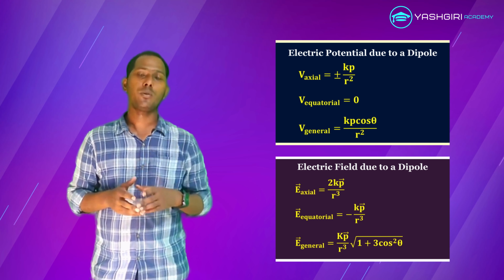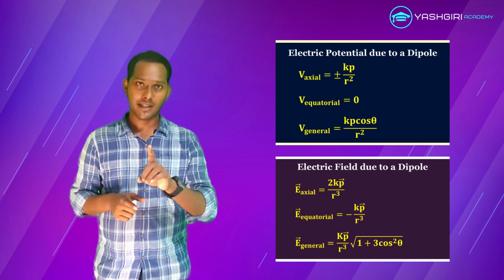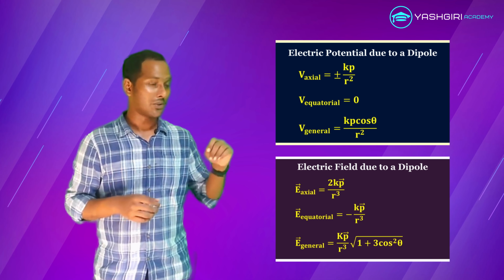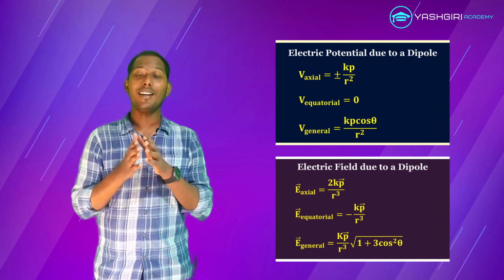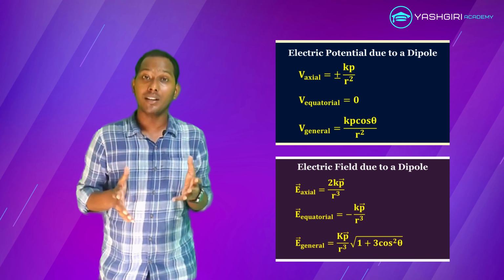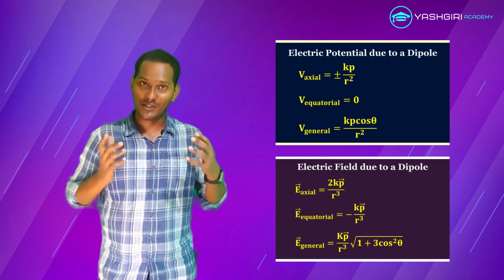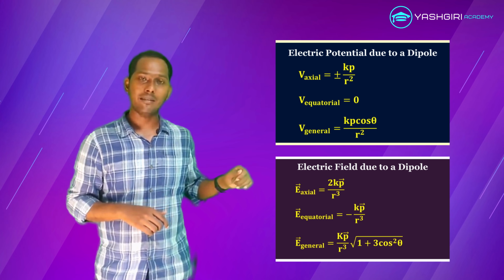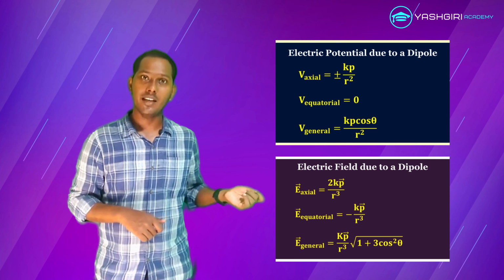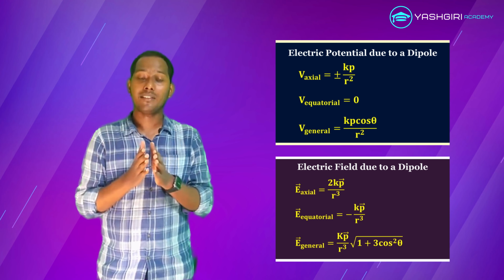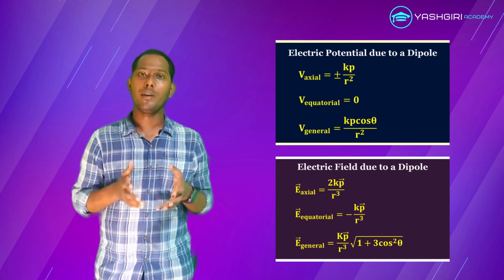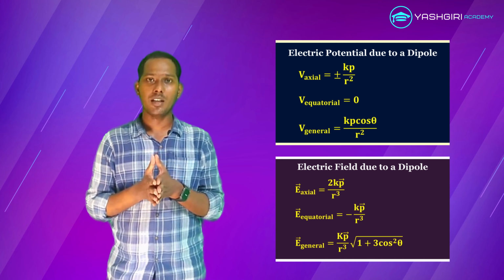And students, one more point to make a note of is that the electric potential on the equatorial line of the electric dipole is going to be 0, whereas the electric field on the equatorial line of an electric dipole is a non-zero value. And if you compare the electric field on the axial line, it is 2 times the electric field on the equatorial line. So these are a few points to make a note of from today's session.